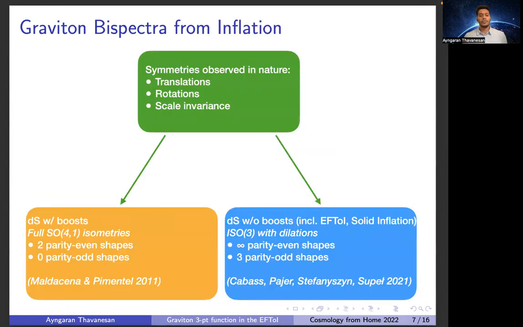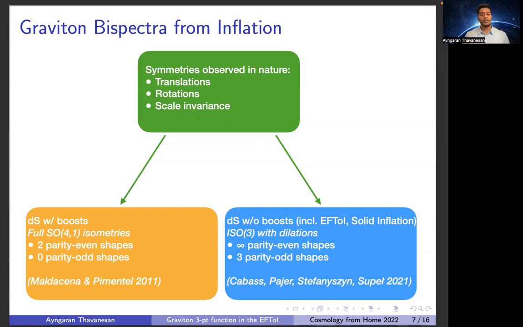An important previous result is that of Maldacena and Pimentel from 2011, where assuming invariance under the full isometry group of de Sitter, so SO(4,1) in 4 dimensions, it was shown that for gravitons, only 3 cubic cosmological wave function coefficients are allowed, and of those, only the 2 parity even ones can lead to a non-vanishing bispectrum. But de Sitter boosts are actually broken in most phenomenologically relevant models of inflation.